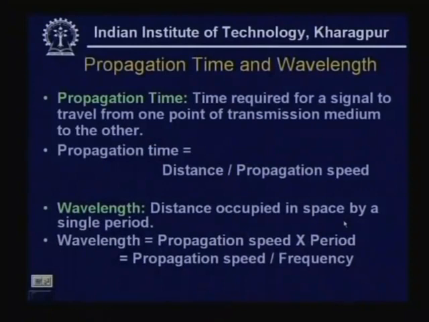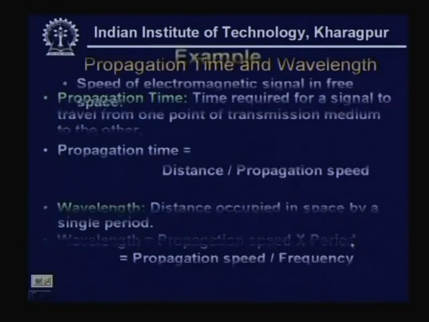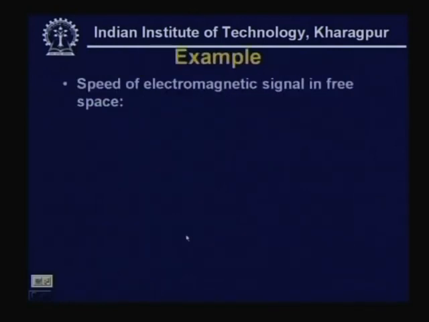Now, there is another important parameter, that is propagation time. It is the time required for the signal to travel from one point of a transmission medium to another, and it is essentially the distance by the propagation speed. And there is a related parameter, wavelength. It is the distance occupied in space by a single period. Obviously, there is a relationship between the two. Wavelength is equal to propagation speed into period, or propagation speed by frequency.